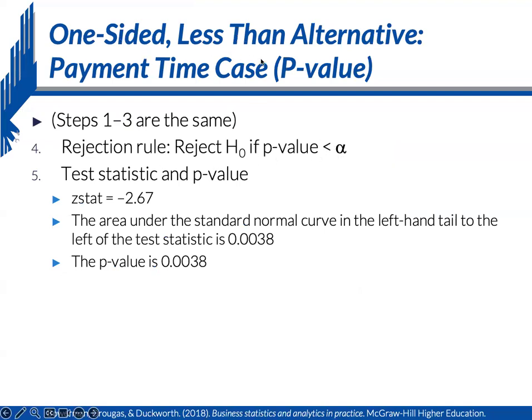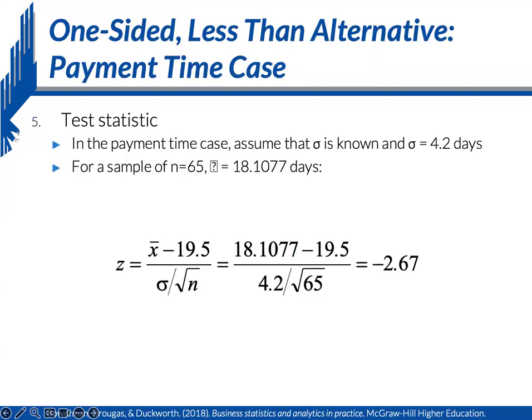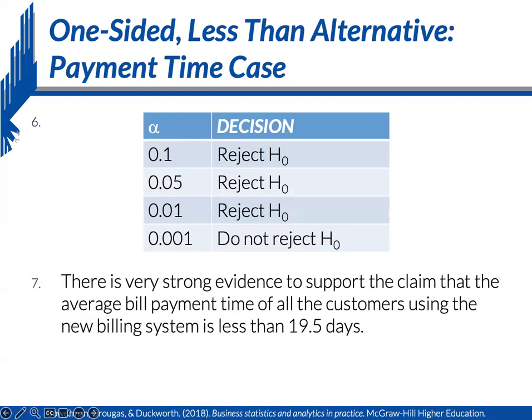And for one-sided less than alternative using the p-value method, the rejection rule is not affected. We also reject the null hypothesis if the p-value is less than alpha. What differs now is how to determine the p-value. Since this is a one-sided less than alternative, the p-value is no longer the area to the right of the test statistic, but the area to the left of the test statistic. So earlier we computed the test statistic and we got negative 2.67. So the p-value is now the area to the left of negative 2.67.